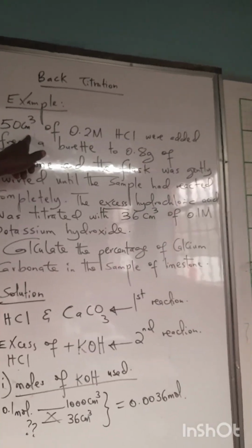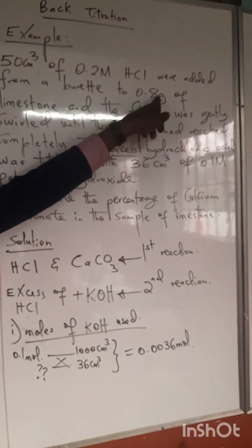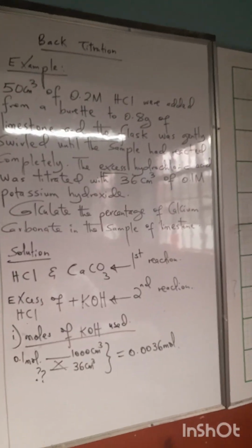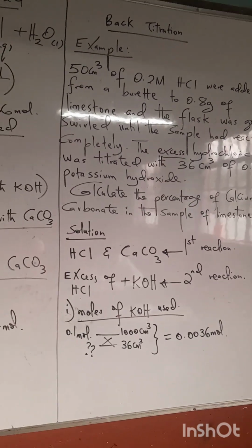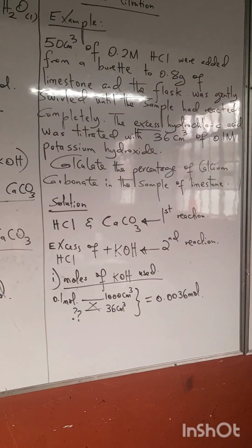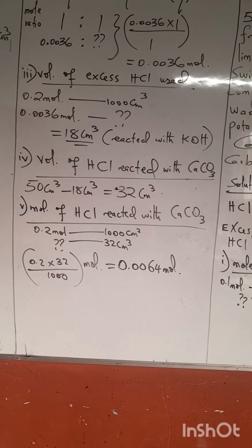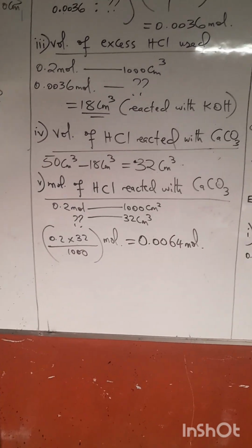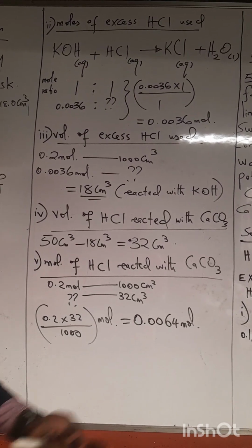Now, let us go back here. They told us that 50 cubic centimeters of 0.2 moles HCl were added from a burette to 0.8 grams of limestone. What do you get to understand from here? Remember, these are the moles that reacted. So, what we are going to do, we are going to write a balanced equation using this one to give us the moles of calcium carbonate now. Now that we have moles of HCl that reacted, why can't we just write an equation and find the moles of calcium carbonate?